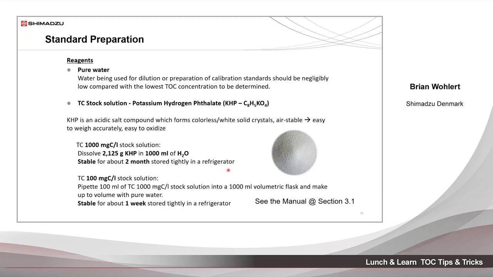Here you also can see how we recommend to weigh out the potassium hydrogen phthalate and then make a stock solution and an extra dilution down to 100 milligram per liter. All this is given in the manual. Be aware that you probably should test for how long you can store your stock solution. We recommend not to store this 1000 milligram per liter for more than 2 months, and the diluted ones for only 1 week. I know a lot of customers do their own qualification of the storage of the standards.